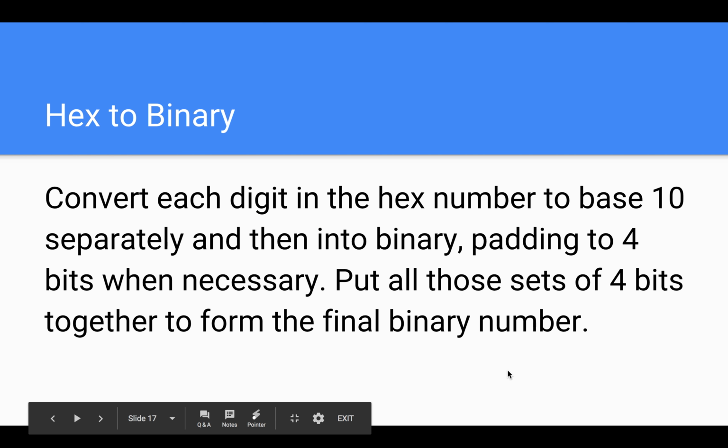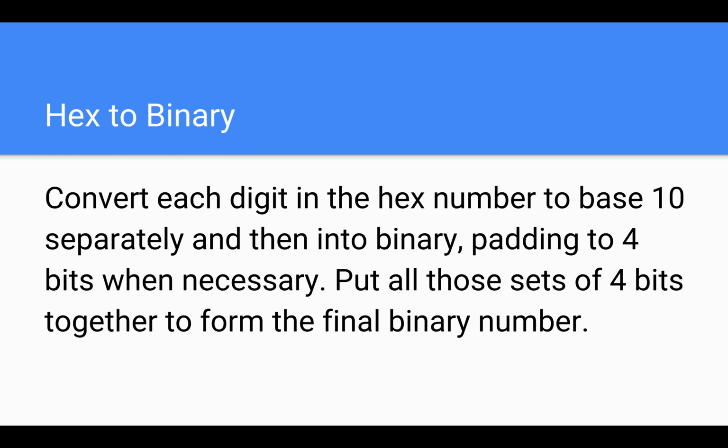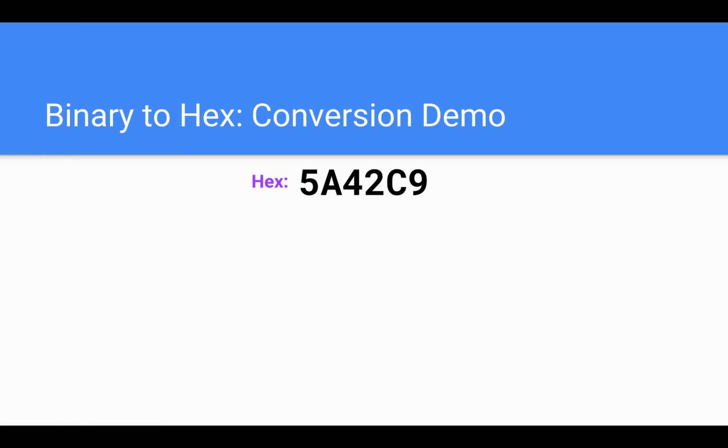Okay? And then from hex to binary, you convert each digit in the hex number to base 10 separately, and then into binary, padding to 4 bits when necessary. And then you put all those sets of 4 bits together to form the final binary number. So it's just the exact opposite of what we just did to convert from binary into hex.